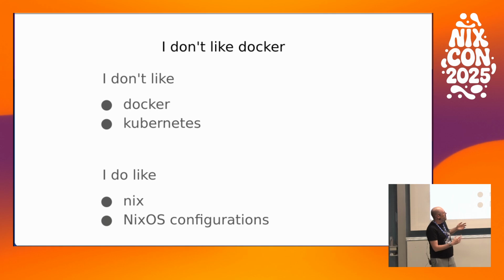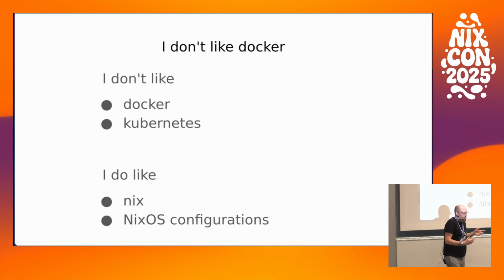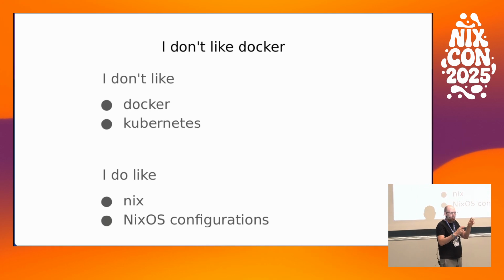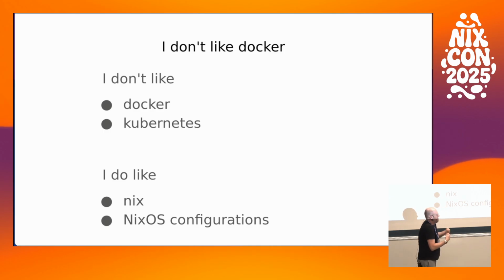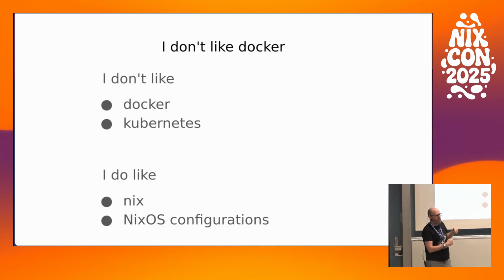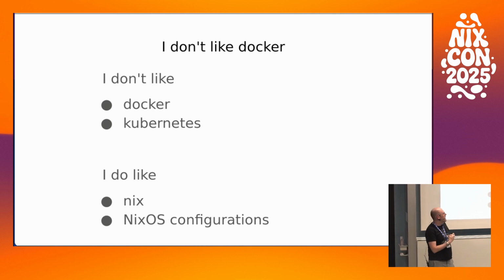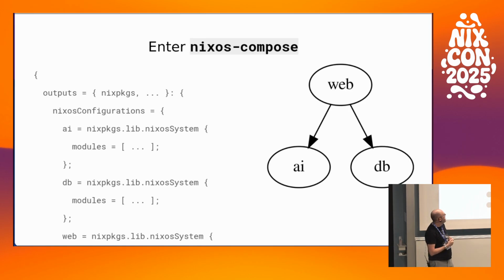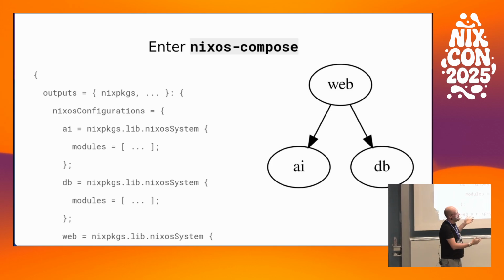But what that now means is that I feel there's this Docker Compose-shaped hole in the Nix ecosystem, right? Like there's nothing that really makes it easy to spin up machines locally to fill the role that Docker Compose fills when you use Docker for production deployments. And that is the hole that nixos-compose is trying to fill, right?